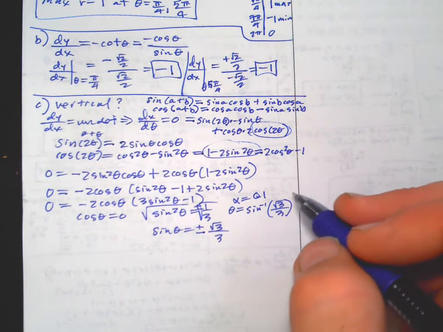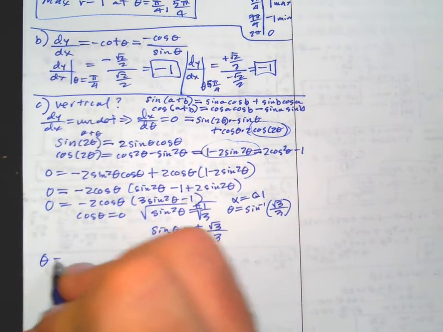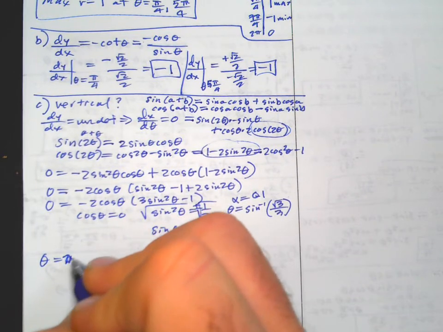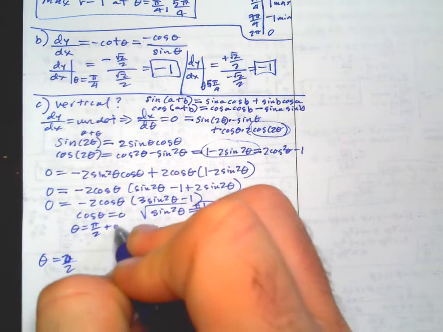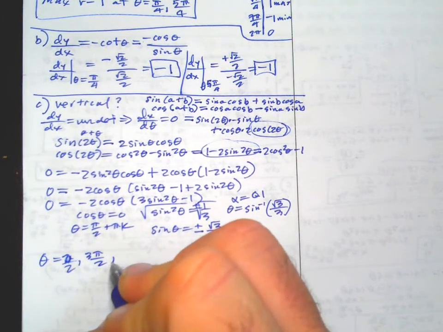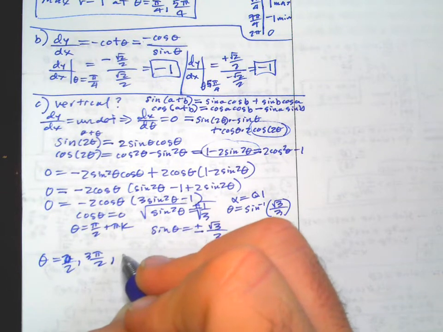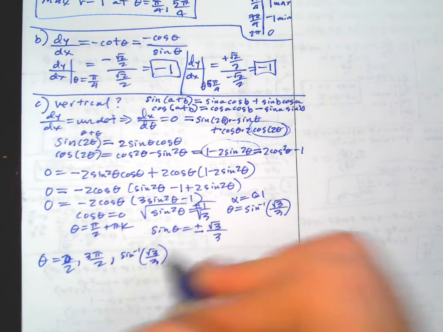So this is going to be theta equals pi over 2, theta equals pi over 2 plus pi k. So it's going to be 3 pi over 2. And then the first quadrant is going to be inverse sine of root 3 over 3. Try and pull this off without a calculator.